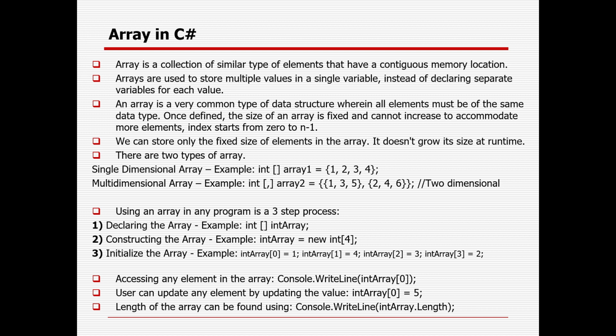Index will start from 0 to n minus 1. Suppose in case you define the array size as 5, so you can only store 5 elements. It will start from 0 and go to 4. So the length of the array will also be 5.